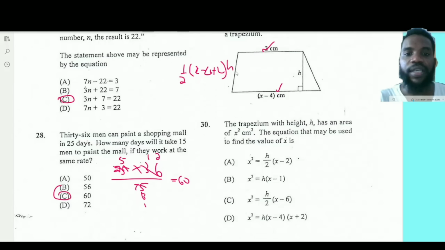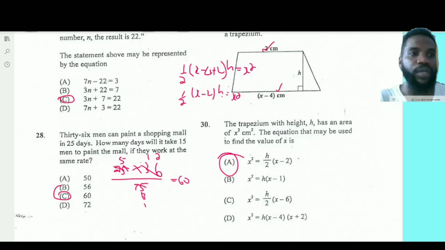Alright, this is how you get the area. But we're told that the area is equal to x squared. Now go inside of the bracket. Negative 4 plus 2 is minus 2. So it's going to be a half x minus 2 times h is equal to x squared. So that's what I'm looking for. Just look in the bracket with x minus 2. So it's A, as in apple. What they did was to put the h over 2, which works. It's practically the same thing.